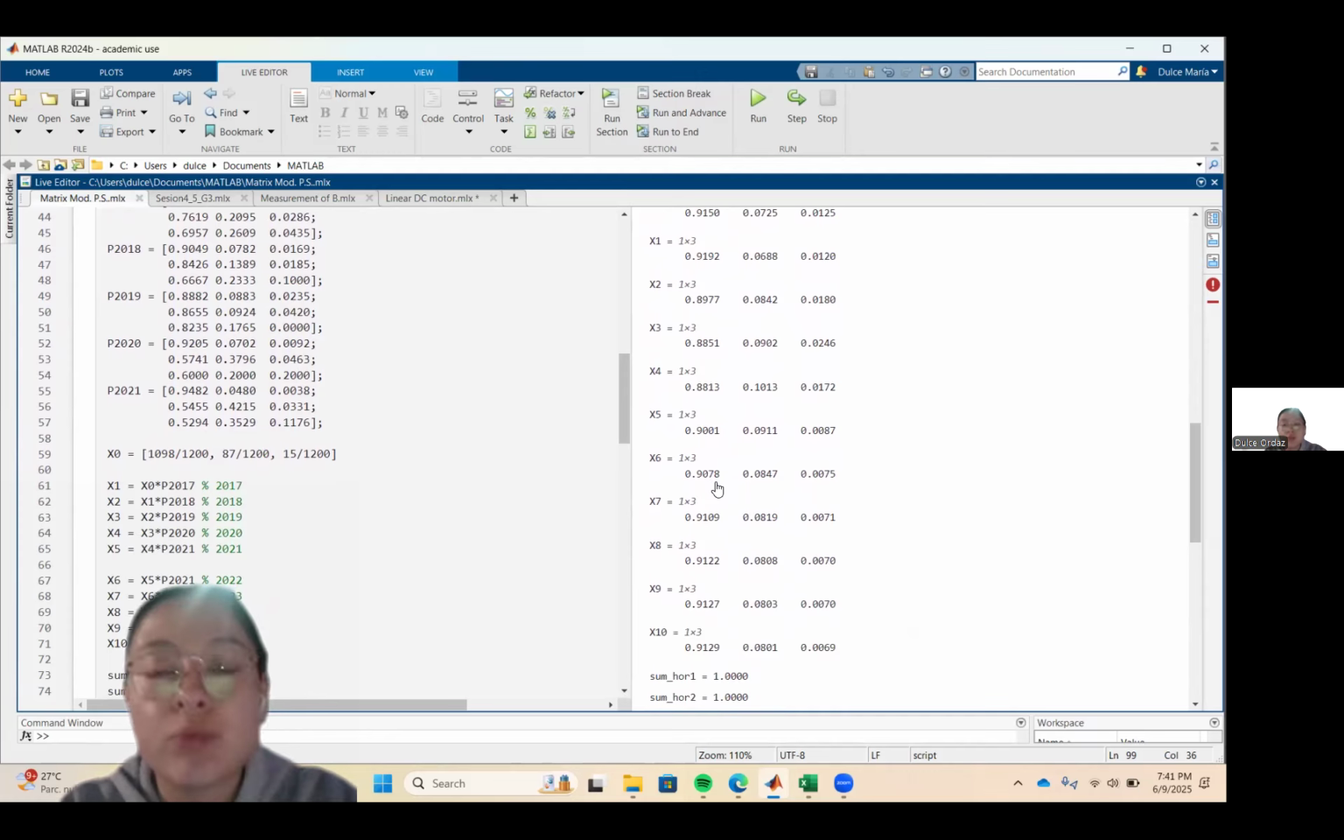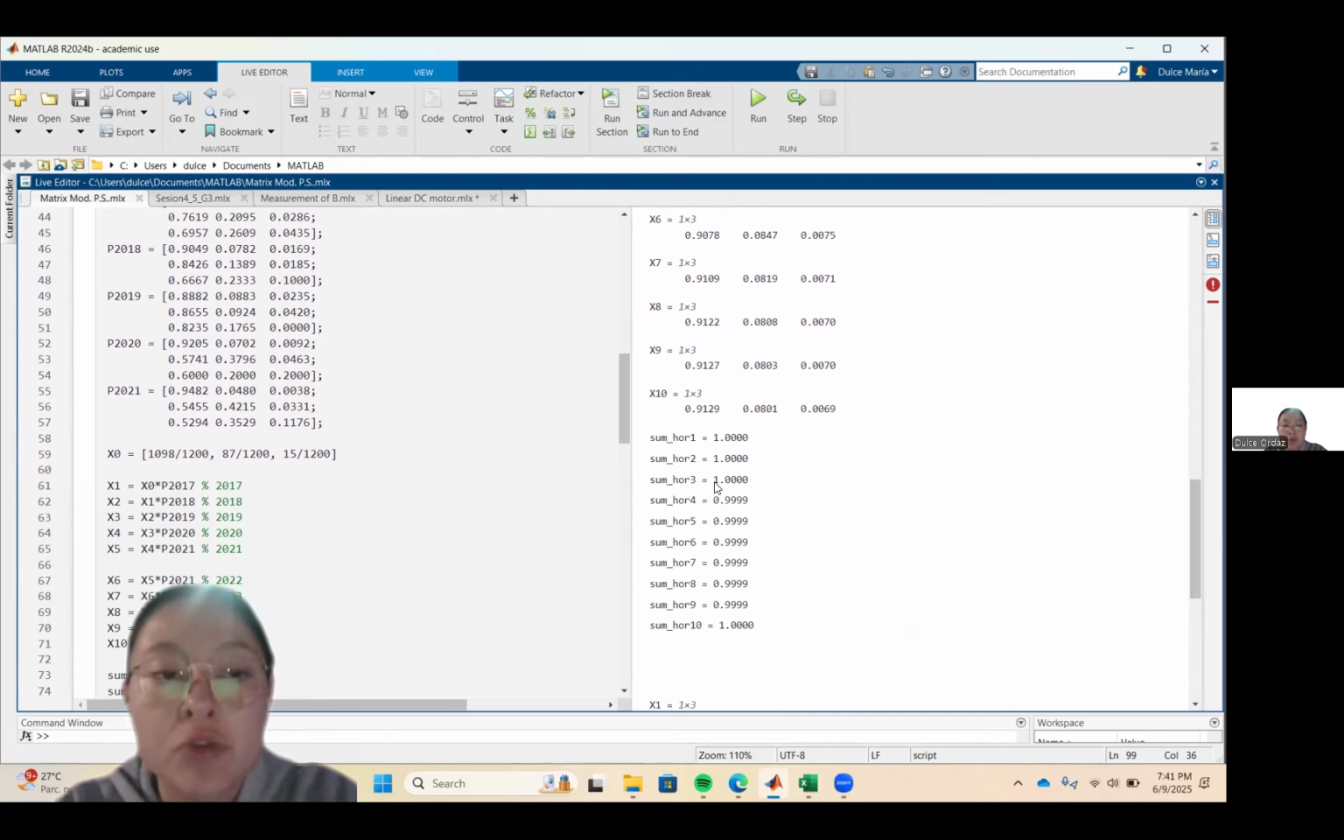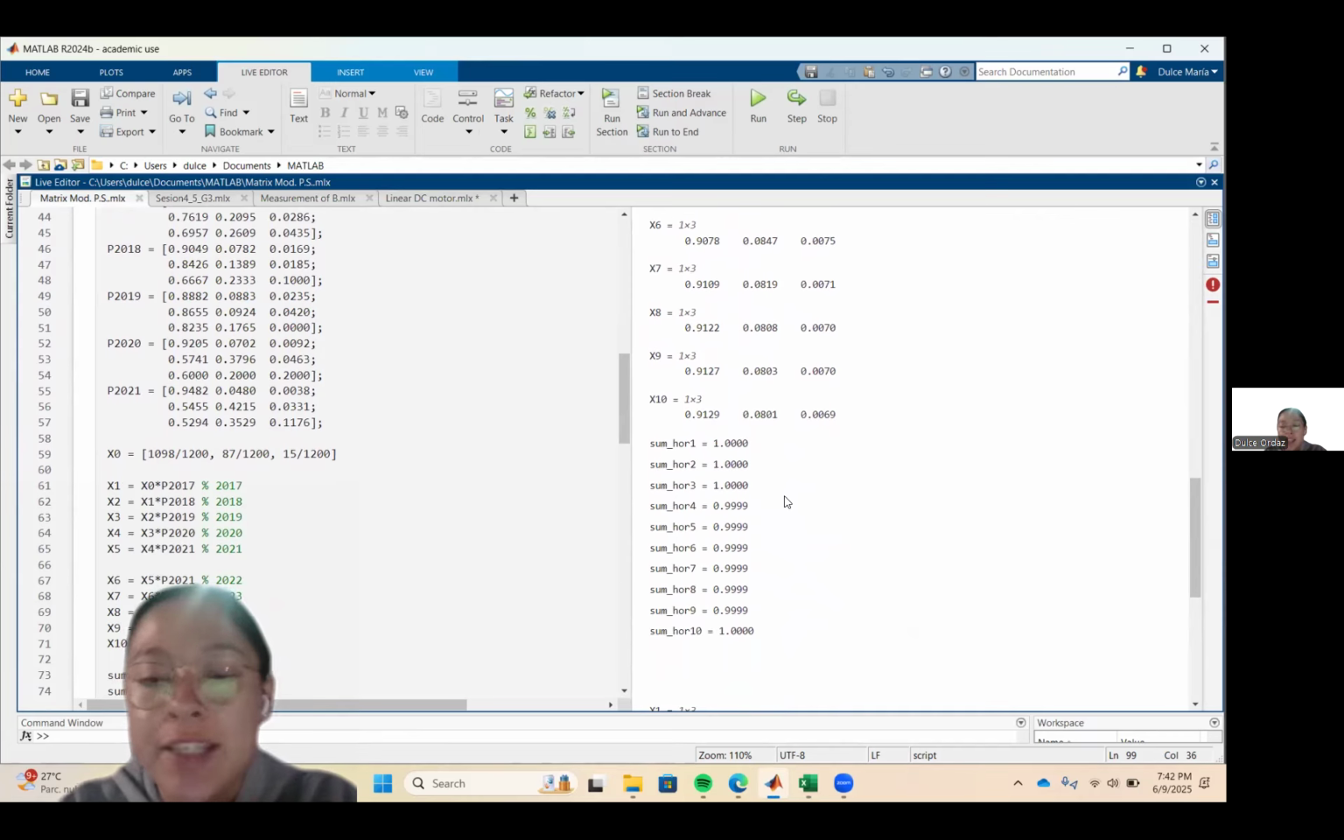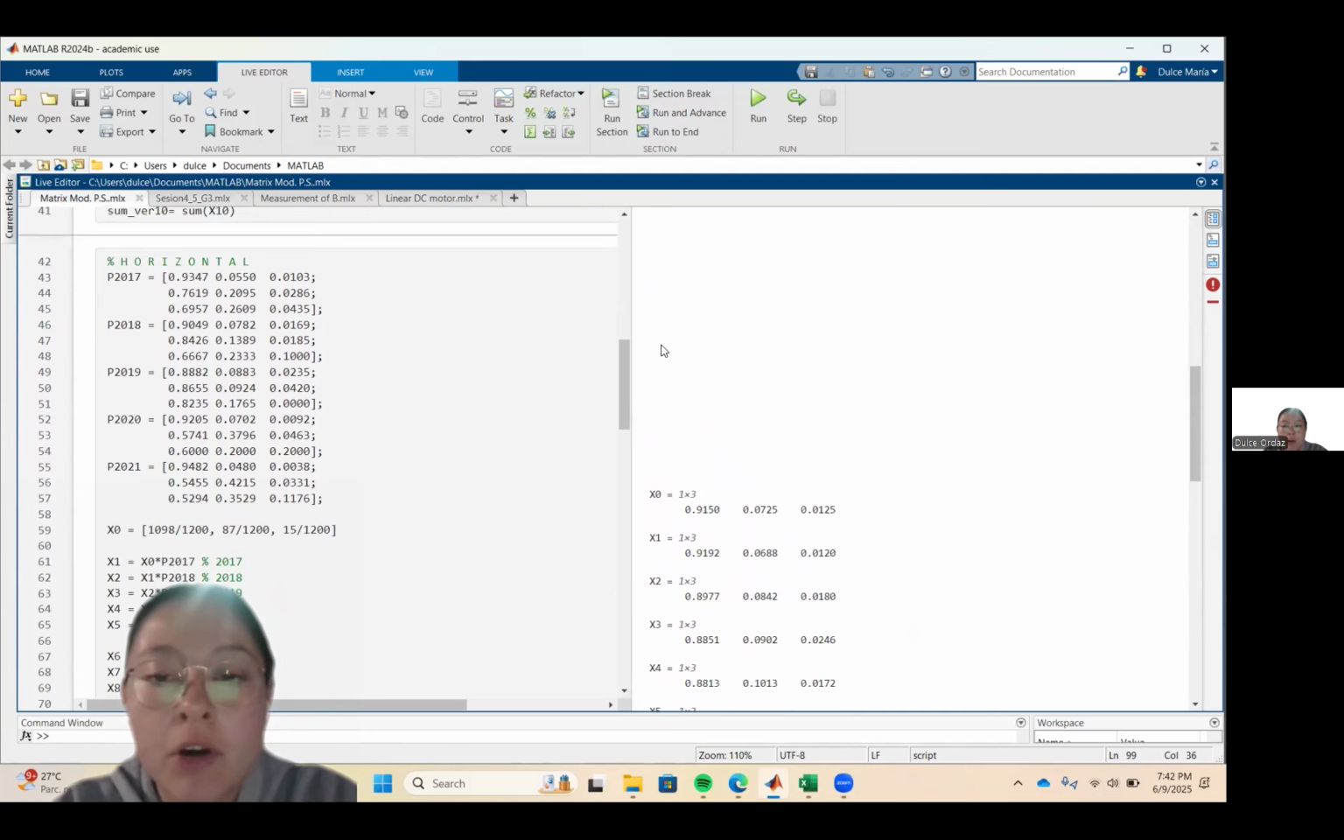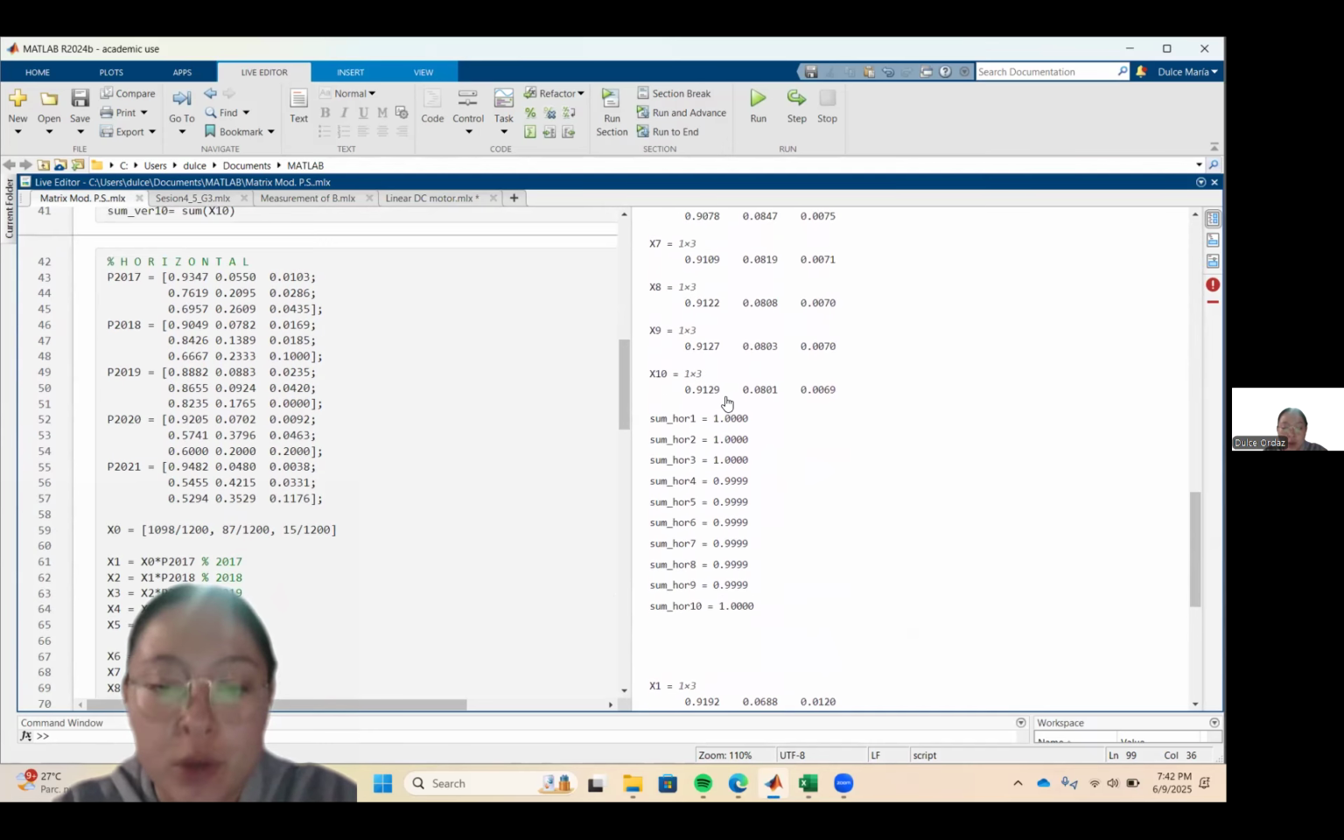And to see that our prediction is correct, we do the summation of the elements inside our state vectors, to see that the summation is equal to 1. And we can see here this data. The values that are close to 1, we think, are due to the decimals, but all the values are equal to 1.